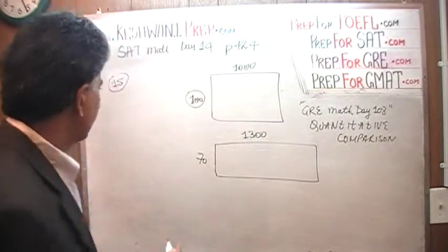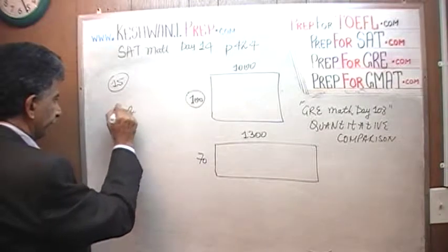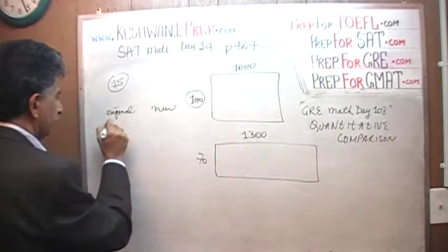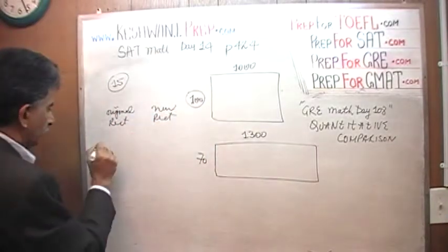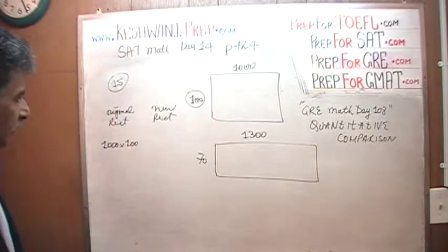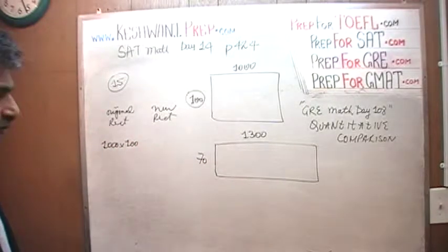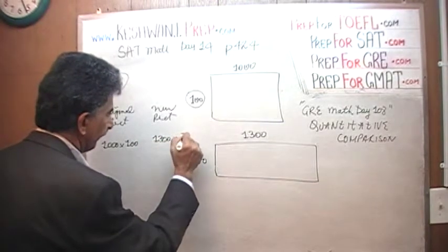That's all. So we're comparing. Here's our original quantity, and here's a new quantity. Here's our original rectangle, and here's our new rectangle. The original rectangle was 1000 by 100. I don't know why I squeezed everything so crowded. I should have had a forethought, but I didn't. And here is our 1300 times 70.